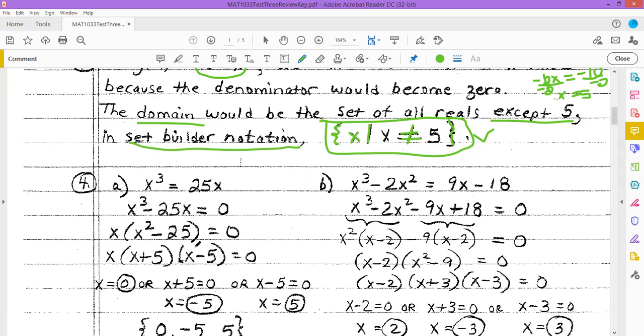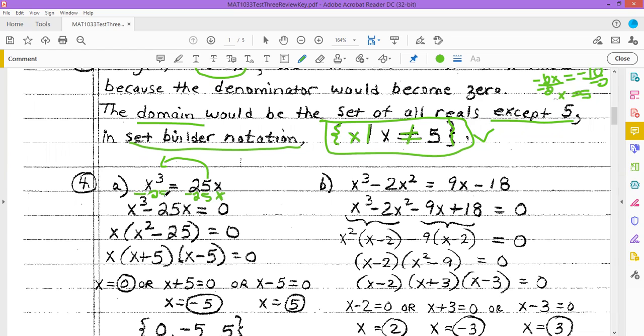Now, number 4, we have x cubed equals 25x. Now, we're solving this equation. We're going to get all of our terms to one side of the equation so we can set it equal to 0, factor, and then solve. So we move this 25x to the left side. We're going to subtract 25x from both sides of this equation.